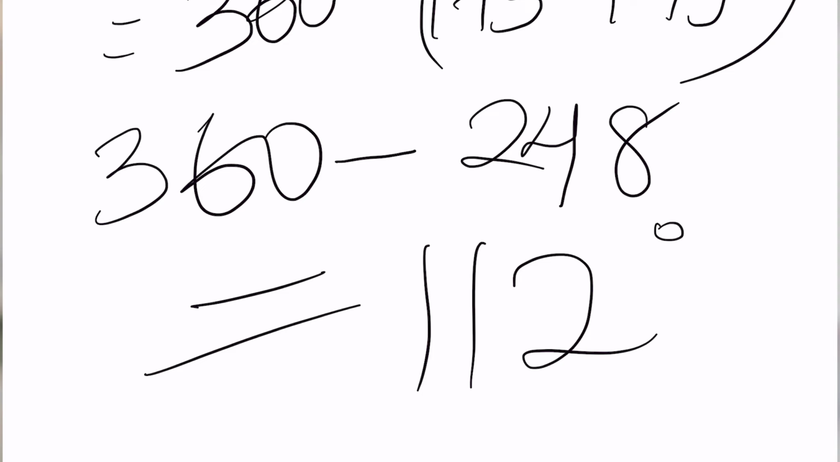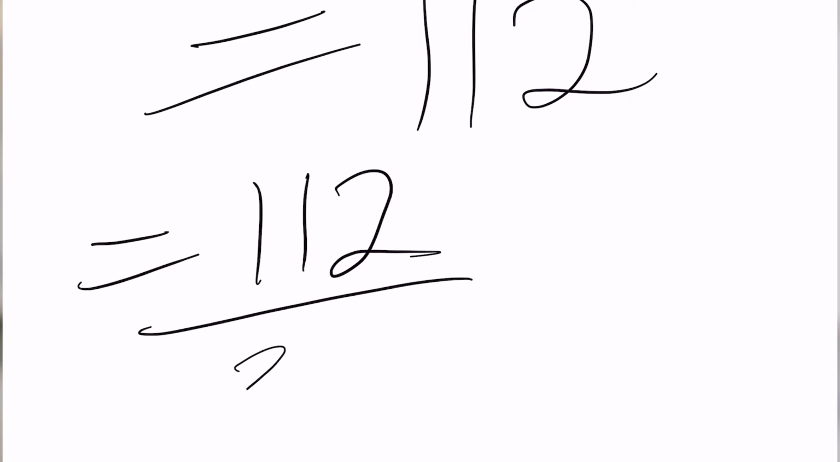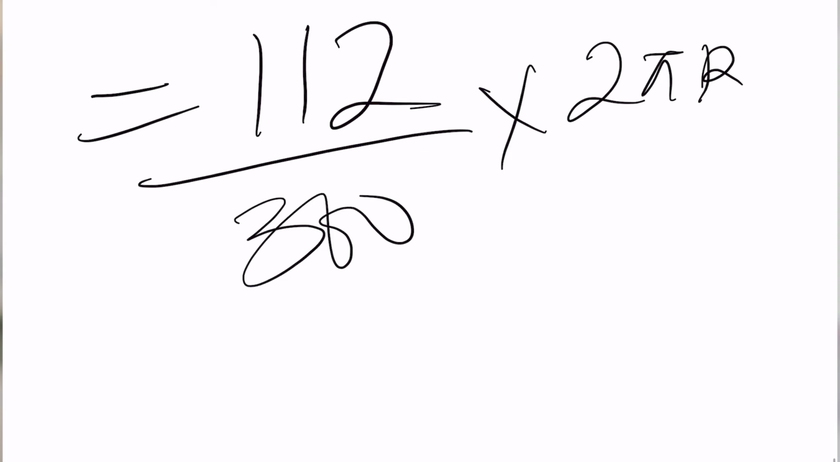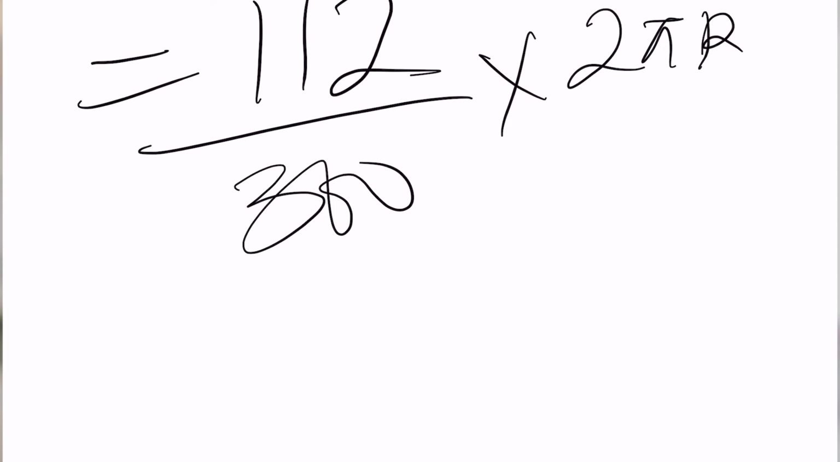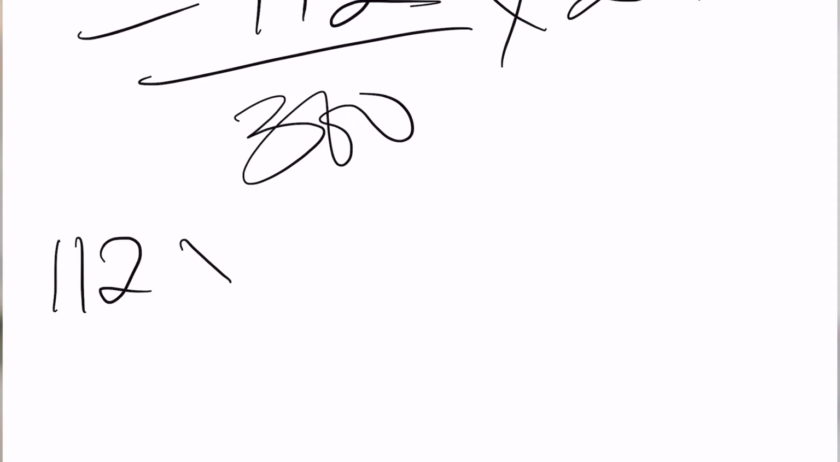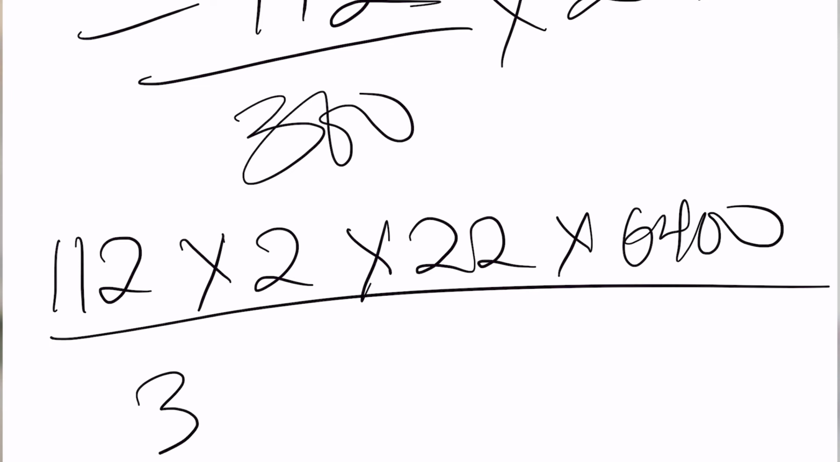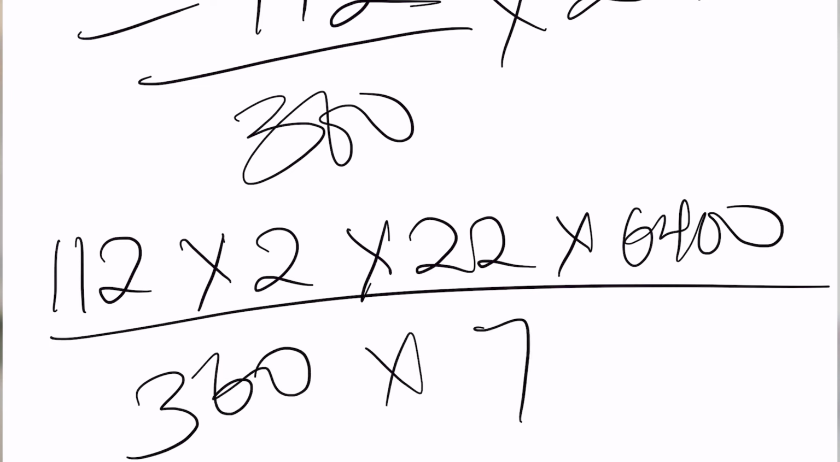Since the equator is already going towards the upper part, in which we are looking for the shorter distance between P and Q, we have 112 over 360 times 2 pi r. So we can write 112 times 2 times 22 times 6,400 over 360 times 7.